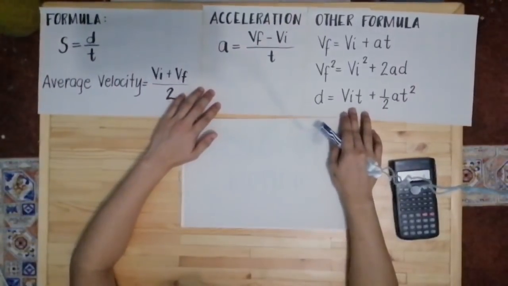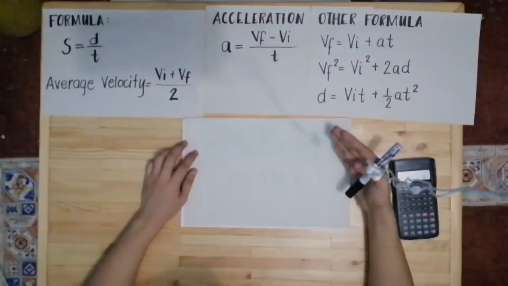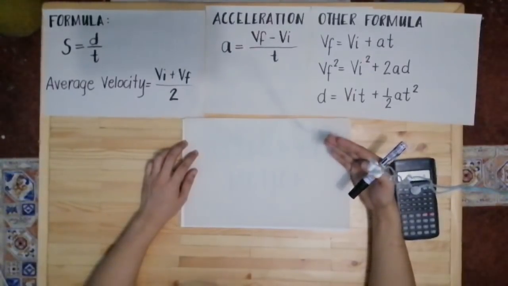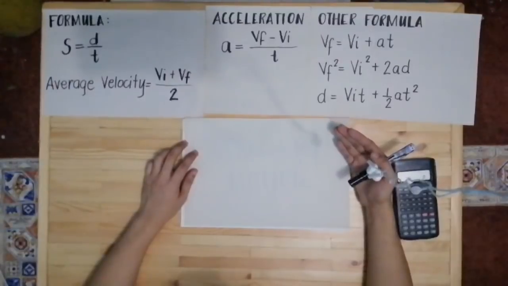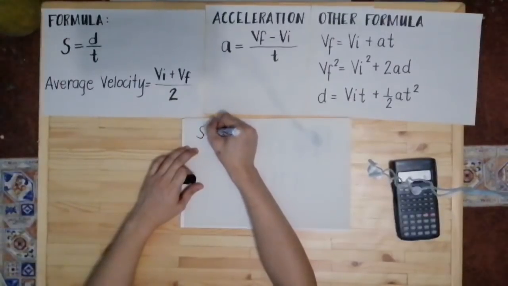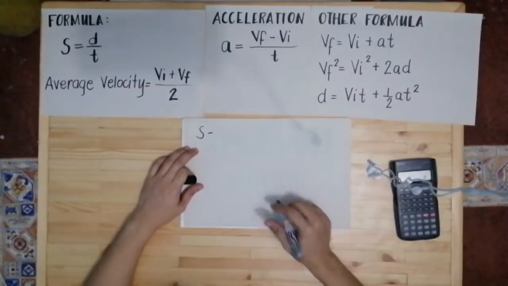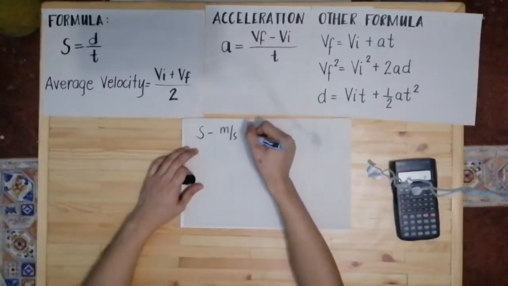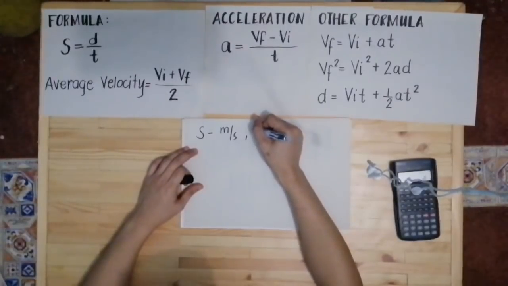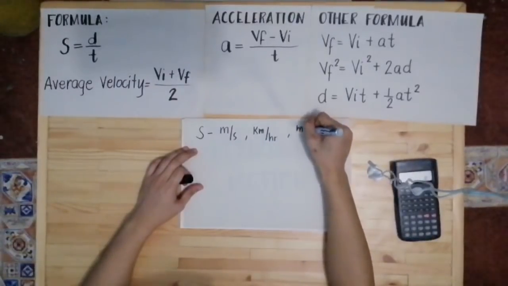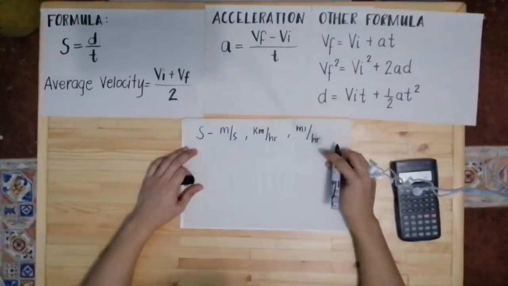S stands for the speed. When we say speed, it is a scalar quantity that tells how fast the object moves. Kung gaano kabilis gumagalaw yung object. Speed is usually expressed by the unit of meter per second. It is sometimes expressed using kilometer per hour, miles per hour, etc.